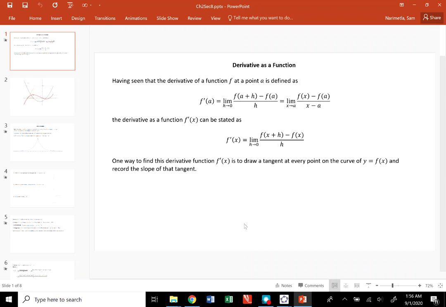Okay, what is derivative as a function? So earlier we looked at what in the world is the derivative of a function f at a point a, right? At a single point a, x equal to a. What's the derivative of a function? It's the slope of the tangent drawn to the curve at that point.